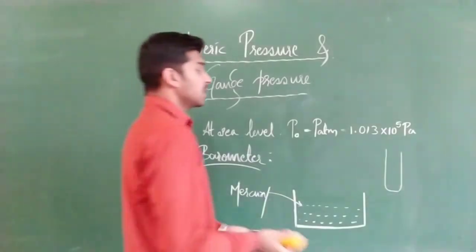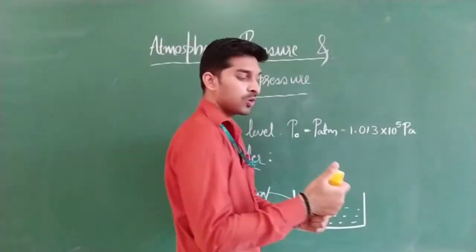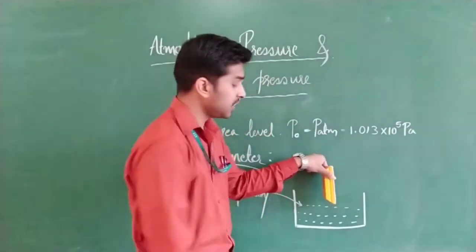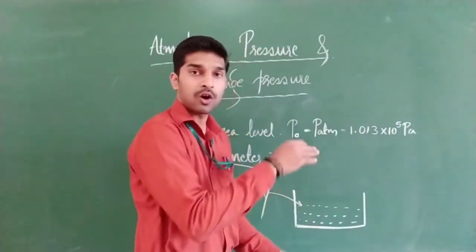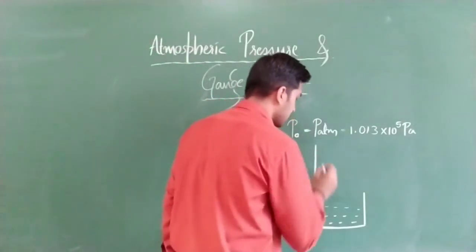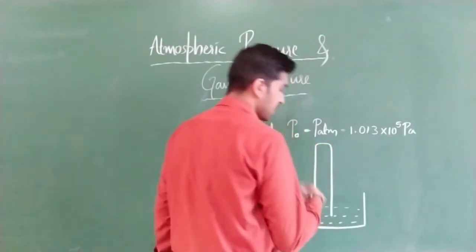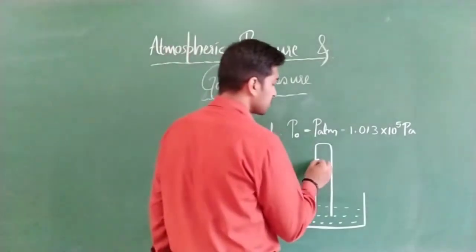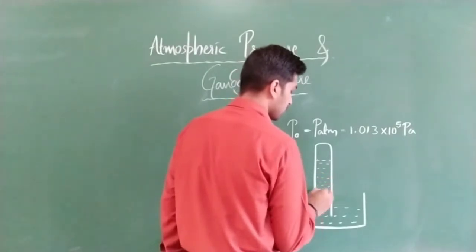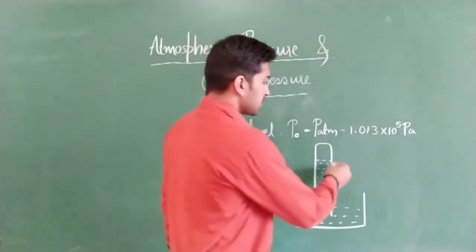So first of all we filled mercury, then what did we do? We closed that end, we inverted it and we left the hand. Then what will happen? The mercury level will just come down. So here I will be mentioning that. It has been kept inverted, and let us suppose the mercury came until this point.